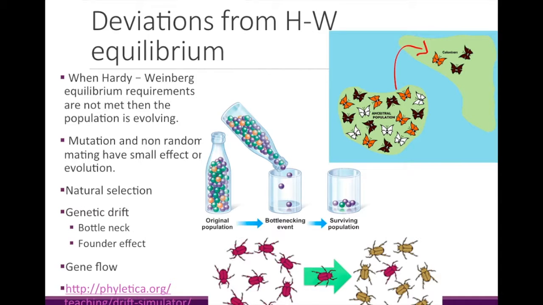If natural selection is occurring, then the population is evolving. Natural selection is the main driving force for evolution. We will talk about this more in detail in the next section.